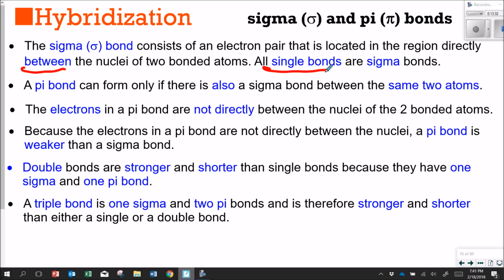And because the electrons in a pi bond are not directly between the 2 nuclei, a pi bond is weaker than a sigma bond. However, because double bonds are made of 1 sigma and 1 pi bond, they will be stronger and shorter than single bonds. Similarly, a triple bond being made of 1 sigma and 2 pi bonds will be even stronger and shorter than either a single or a double bond.